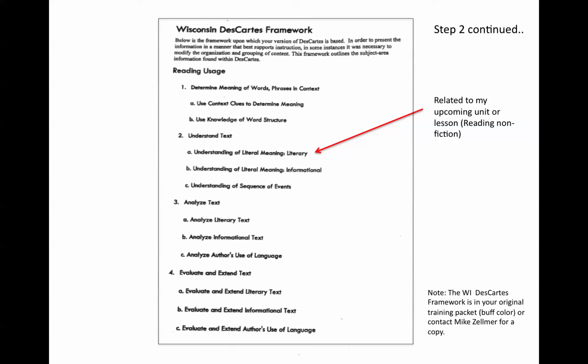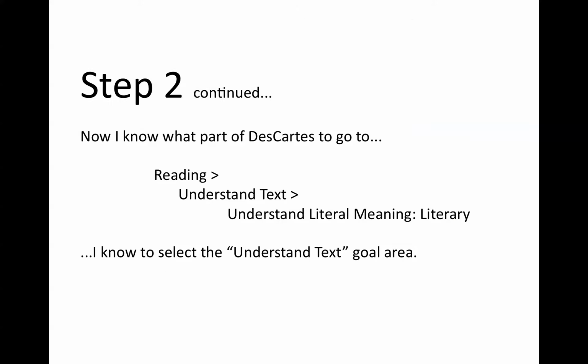For now, here's a copy of a page from the Wisconsin DesCartes Framework. You can look through this document for skills or concepts that are related to your upcoming lesson or unit of study. On the page shown here, we find that the skill of understanding literal meaning, literary, is in the goal area of understand text. Now that I know what part of DesCartes to go to, reading, understand text, understand literal meaning, literary, I know to select the understand text goal area.